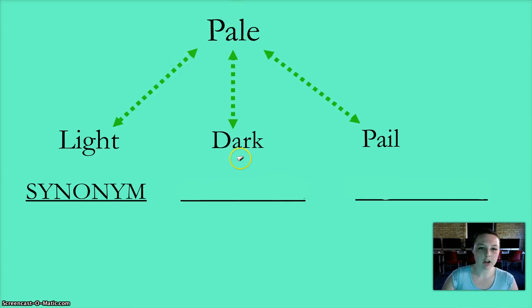Now pale and dark, I'm going to say that those are antonyms because if you're dark, you're the opposite of pale. You're not very light. So dark is an antonym for pale.